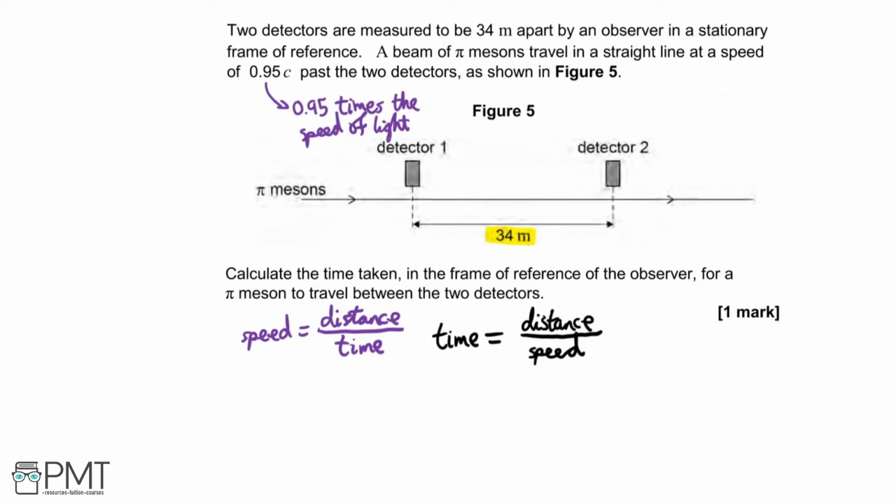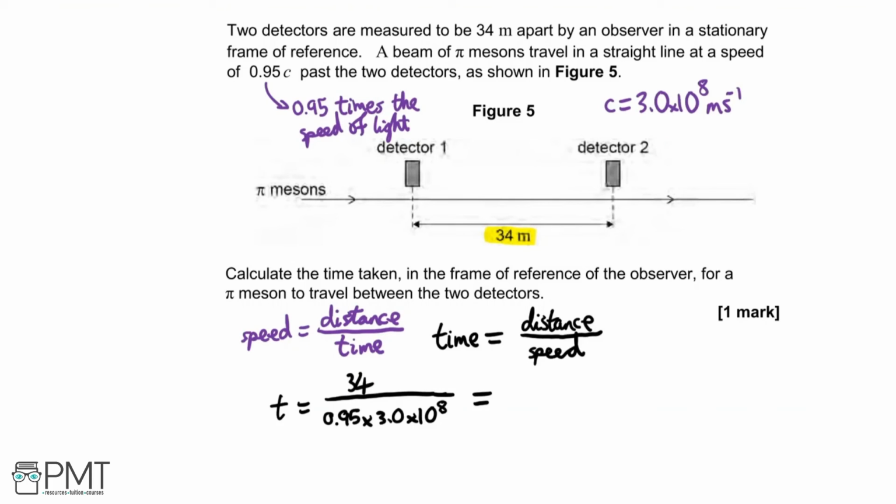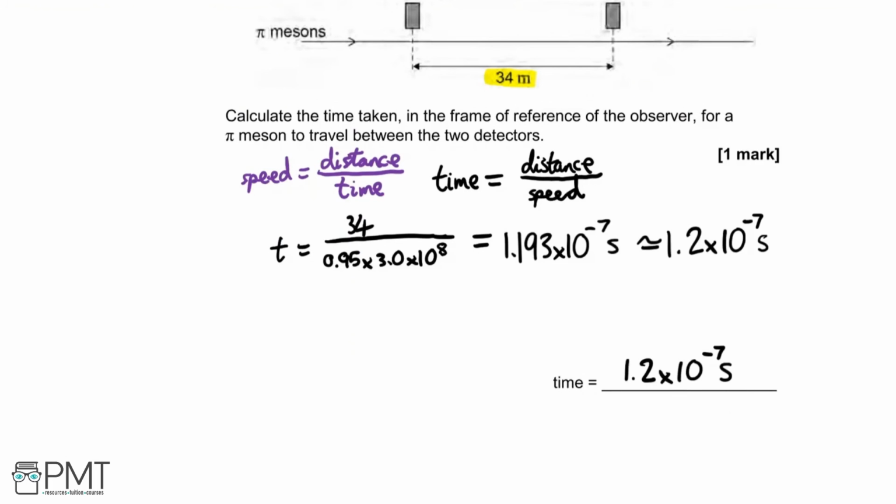And we know the speed of light to be 3 times 10 to the power of 8 meters per second. So putting all of those values together, we end up with 1.193 times 10 to the minus 7 seconds. So a very short period of time there. We're going to round that to 2 significant figures because then it stays consistent with the values given to us in the question. So 1.2 times 10 to the minus 7 seconds. So with this being a 1 mark question, the only mark you're going to get is for correctly getting the time taken.